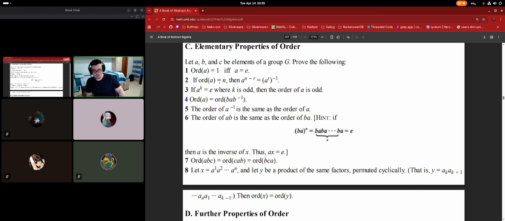So if a has order n, then a to the power of n minus r is equal to this, right? The reason is that you can refactor that until you get an a to the power of n in here, and that becomes the identity, and then this just becomes that. Easy enough. That was one of the easiest ones. Okay, actually, let's do 3, and then let's jump to 6. If this is true, where k is odd, then the order of a is odd as well.